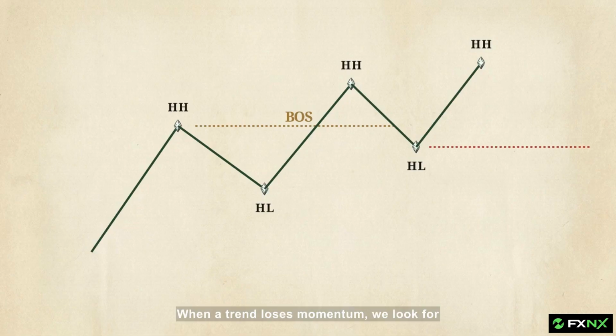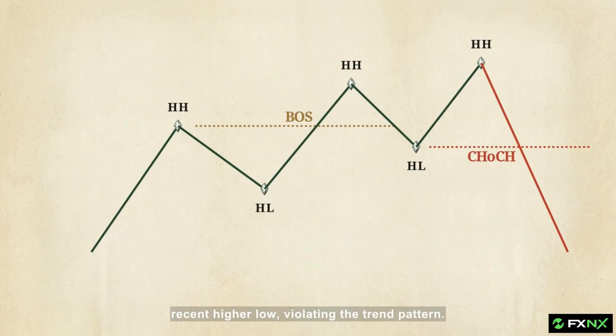When a trend loses momentum, we look for a change of character, or CHoCH. It appears when price breaks below the most recent higher low, violating the trend pattern. This early indicator suggests the previous trend may be ending and a reversal forming.